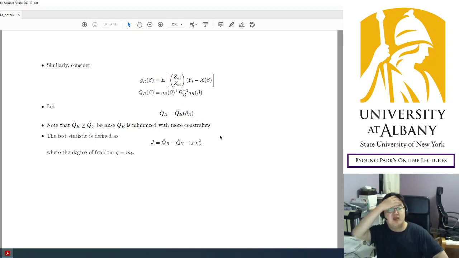Anyhow, all this is converging to chi-square, and this is the end of the hypothesis testing chapter. And I will post homework number 5, and we'll continue to the next one soon. See you later.